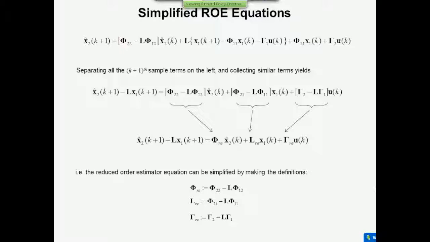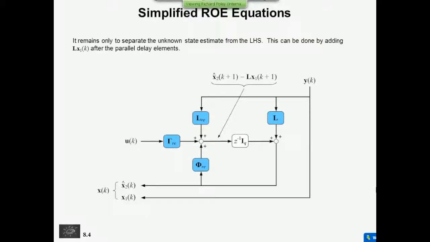So phi 22 minus L phi 12, call that phi RE. Let's call this term LRE, no reason, and this term gamma RE. And now you've got these three matrices instead of about 10 that we had before, and you've just made a few definitions. Because it's a linear time invariant system, these are computations you just carry out once. And now these three matrices are fixed. They're unchanging. And this is what the structure of it looks like.